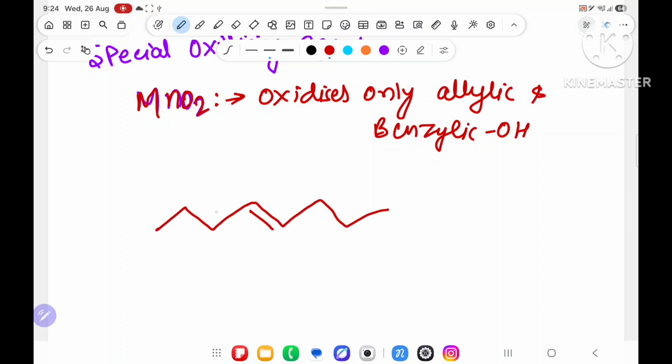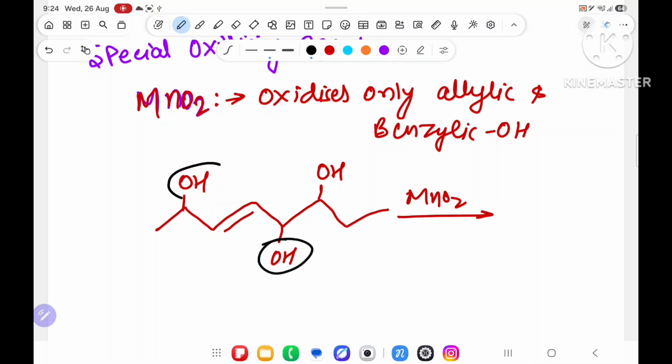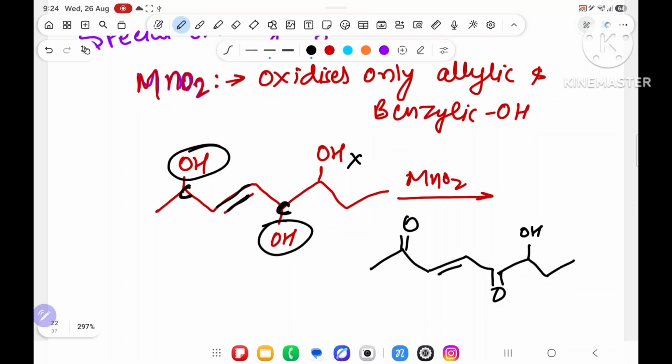Only allylic and benzylic alcohol means, suppose I have drawn one structure like this. Over here a double bond, and over here I put OH, and over here I will put OH, and I am asking, I have taken MnO2. You will say, sir, this alcohol is allylic. Allylic means after the double bond there is a carbon, and on that carbon OH is there. This other one is not allylic, so there is no reaction. This will convert into ketone, keeping the double bond. This will also convert into ketone, and they will not touch this other alcohol. It means only allylic and benzylic alcohol.